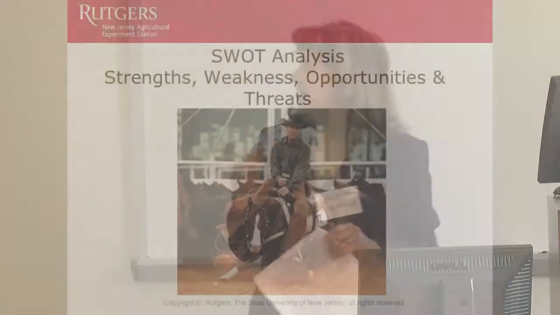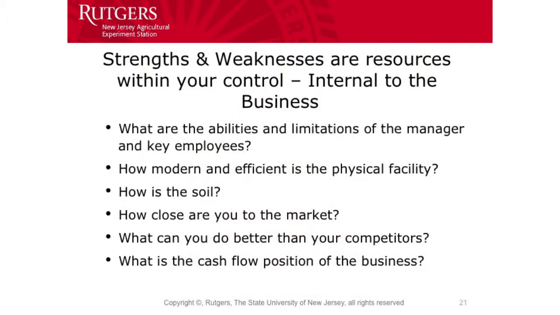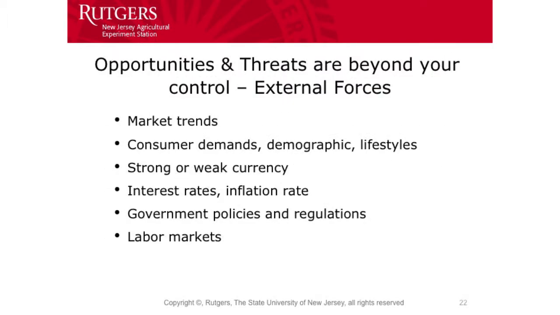So during a SWOT analysis, SWOT stands for strengths, weaknesses, opportunities, and threats. And strengths and weaknesses are resources that you have within your control that are related to you or your farm. Opportunities and threats are external. So we'll go over all that in detail, and you'll follow that today.